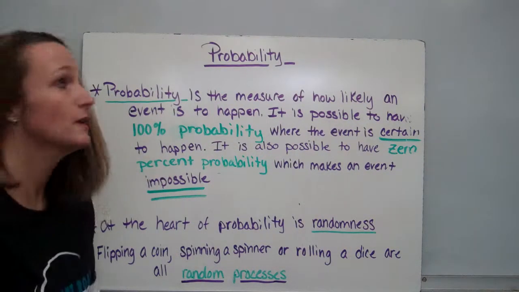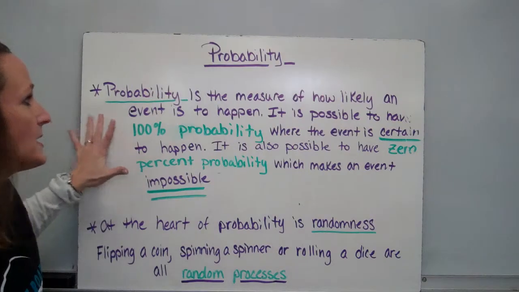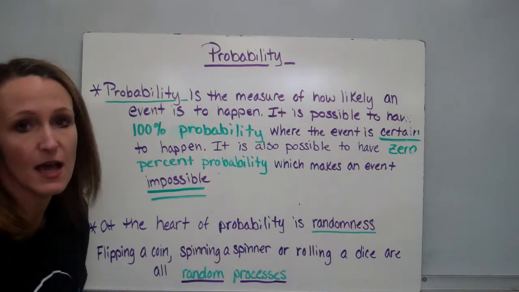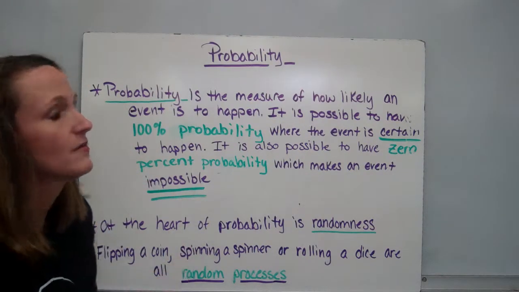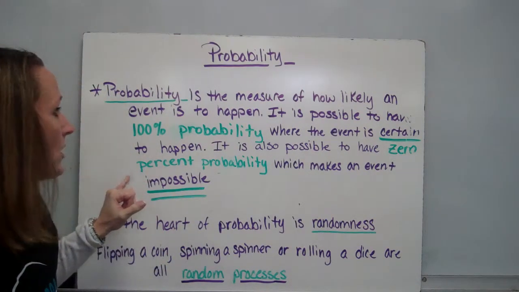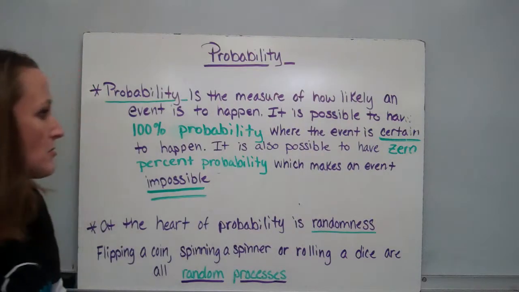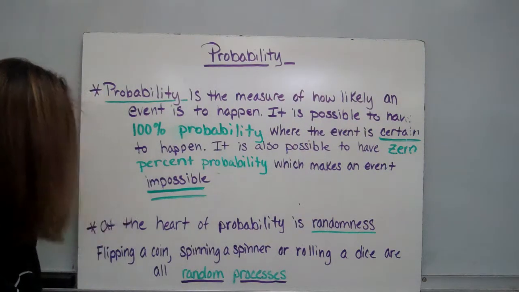Okay, so in this video we're going to talk about probability. Probability is a measure of how likely an event is to happen. It is possible to have 100% probability, where the event is certain to happen, or it's also possible to have 0% probability, which makes an event impossible.